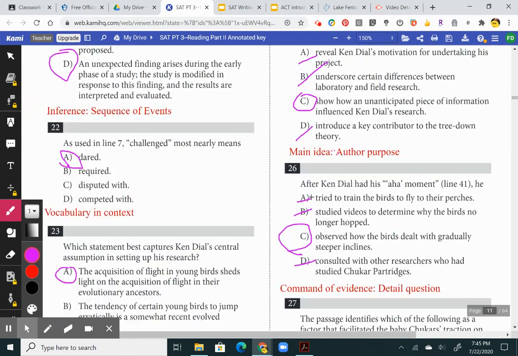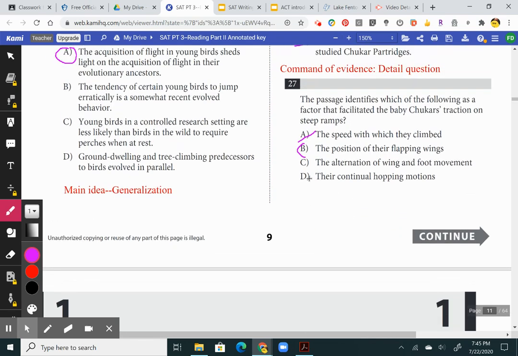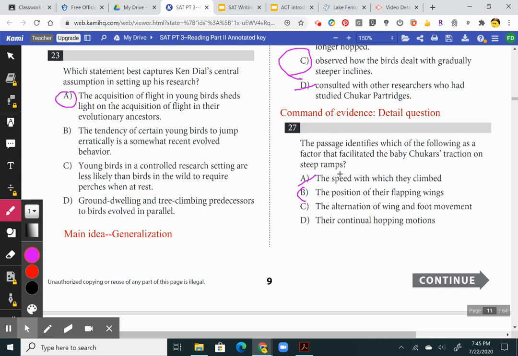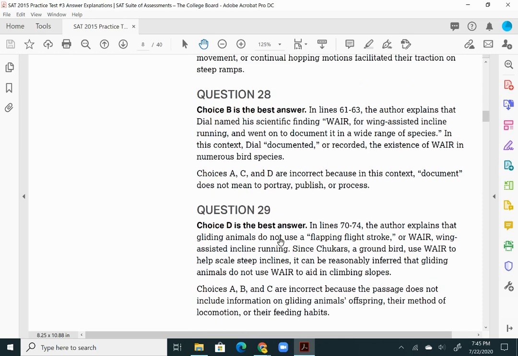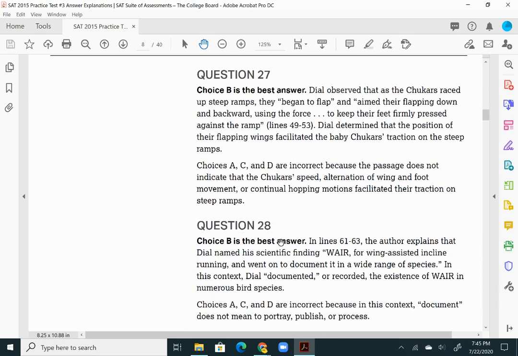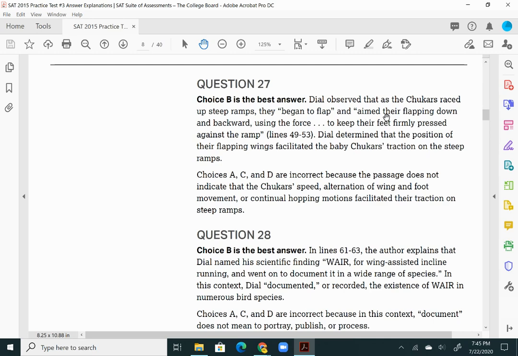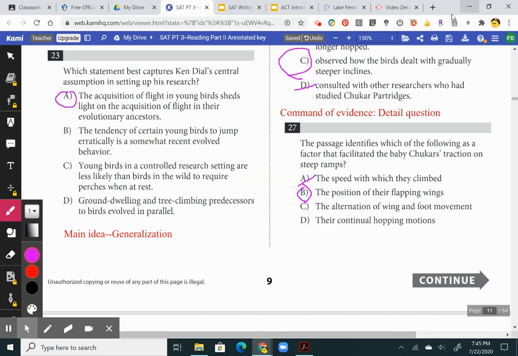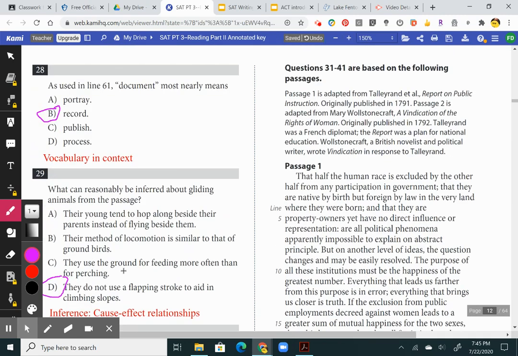So, they tried to train the birds. It's a factor that on the steep ramps, the alternation of wing and foot movement, the continual hopping motion, the position of their flapping wings. It seems, maybe I'm wrong here, but I didn't answer this particular question in advance. So I'm going to go over and double check my answer. They began to flap, aiming their wings down. So the position of their flapping wings, right? It was key there when they kept their foot down.